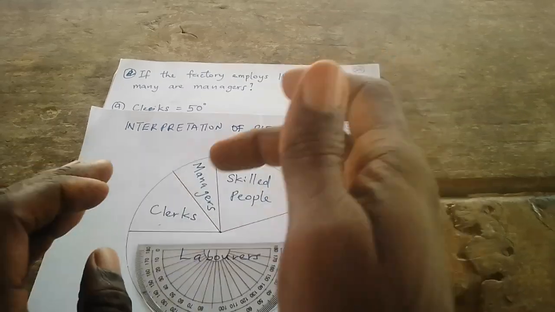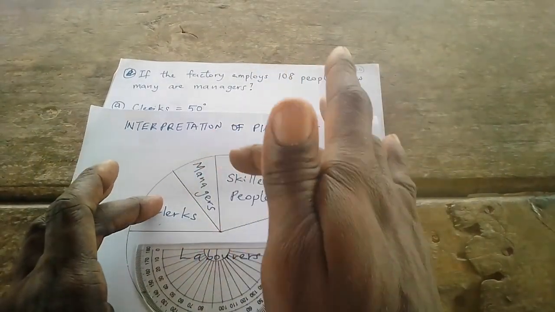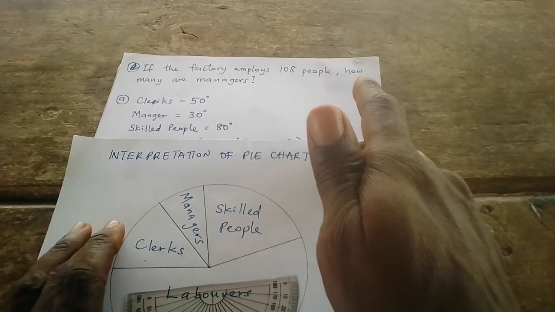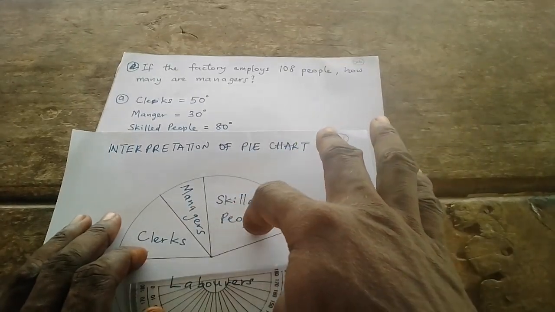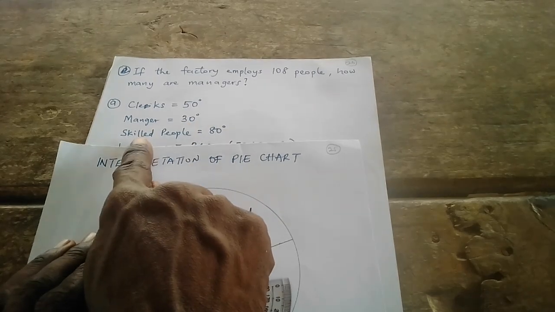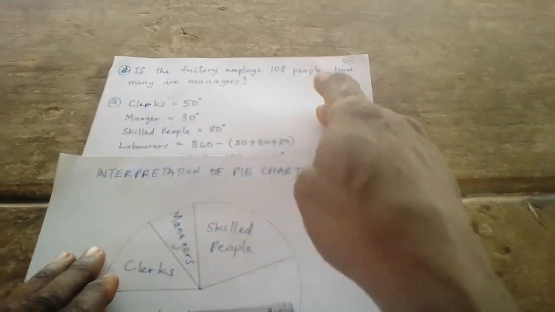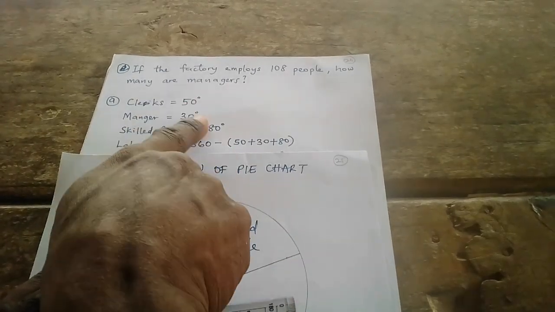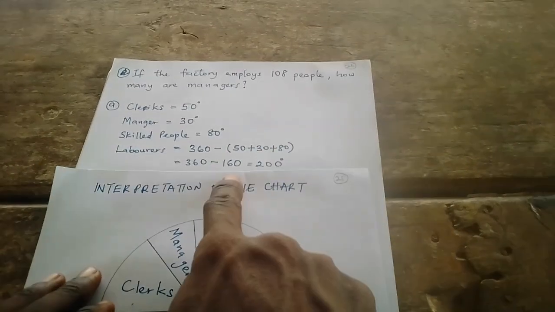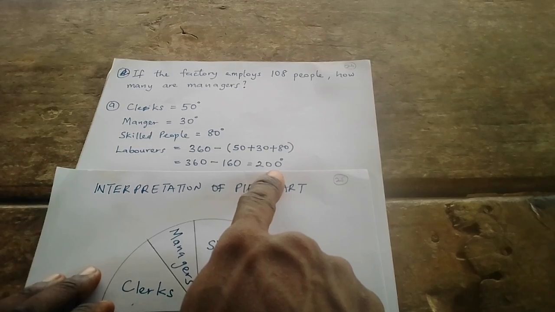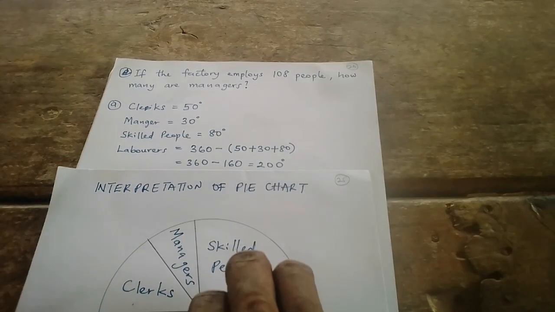But we know that if we measure the others correctly, to get the remaining angle, we just add these other angles and subtract from 360. We got our managers to be 30, our skilled people to be 80 degrees. To get laborers, you just say 360 minus the addition of the ones you have done, which will give us 160. So eventually the sectorial angle for laborers is 200.